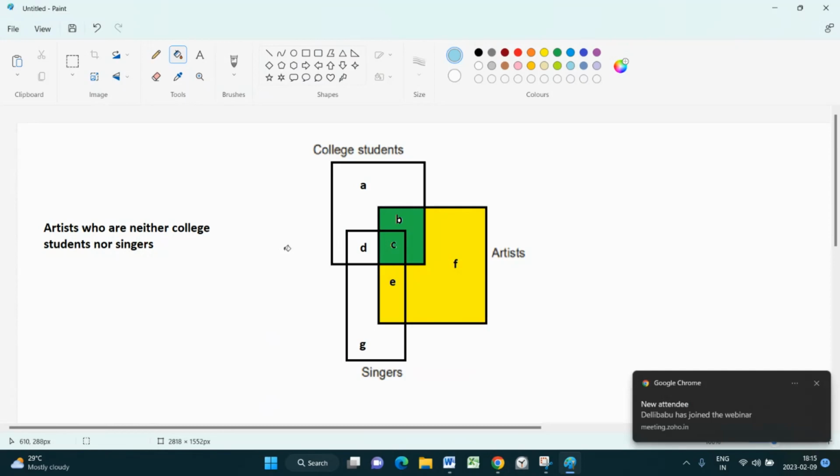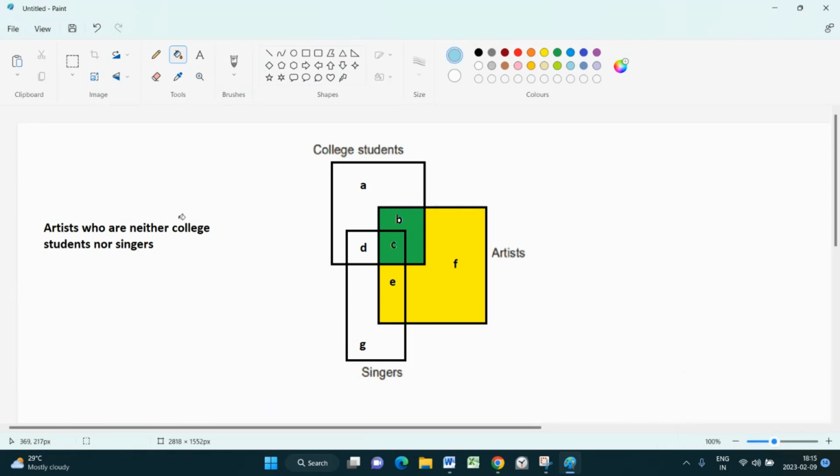Now I want to know who are not, because I don't want college. Who all belong to the college? I want to check because I want to remove them. I want to eliminate them. So college students are here, but they are also artists. So B and C I cannot consider.